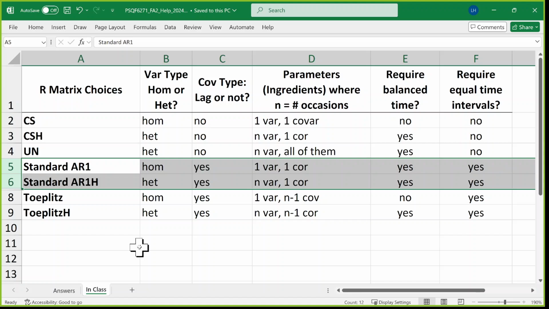It is structuring the E correlation pattern, not the total correlation pattern, if you have a random intercept in the model as well. Yes, that was my question, Lisa.